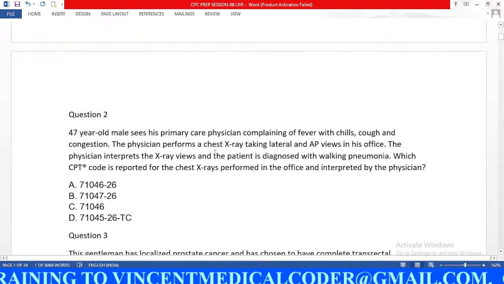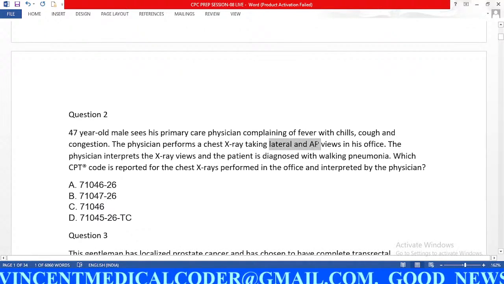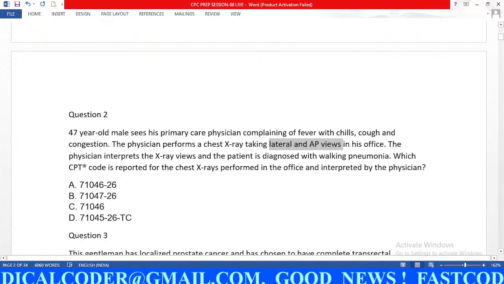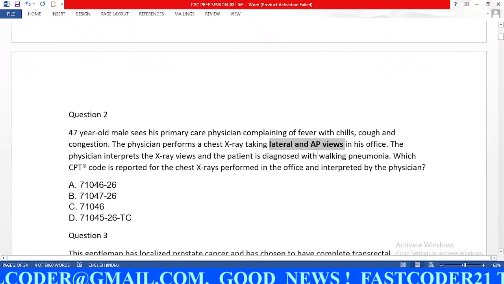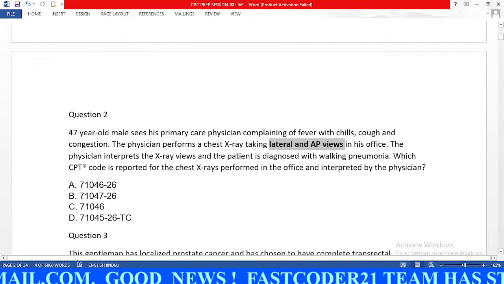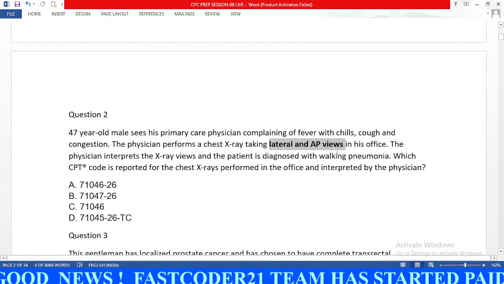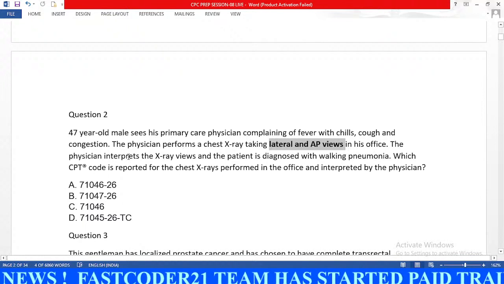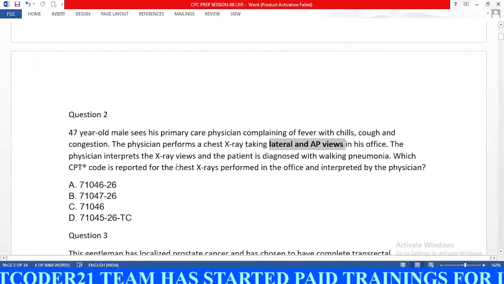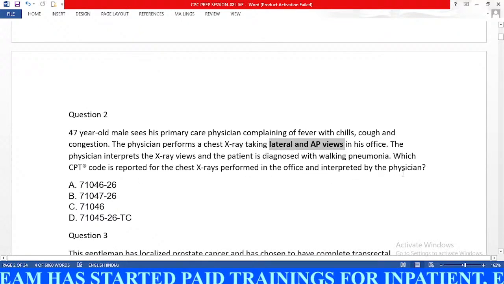The physician performed a chest x-ray taking lateral and AP views. Lateral and AP views is one keyword. AP means anteroposterior view, anterior and posterior. Lateral is one view and AP is the second view, so two views in his office. The physician interprets the x-ray views and the patient is diagnosed with walking pneumonia. Which CPT code is reported for the chest x-ray performed in the office and interpreted by the physician?